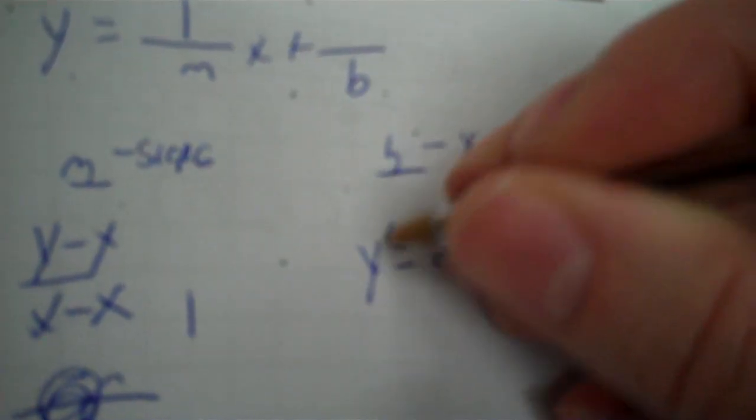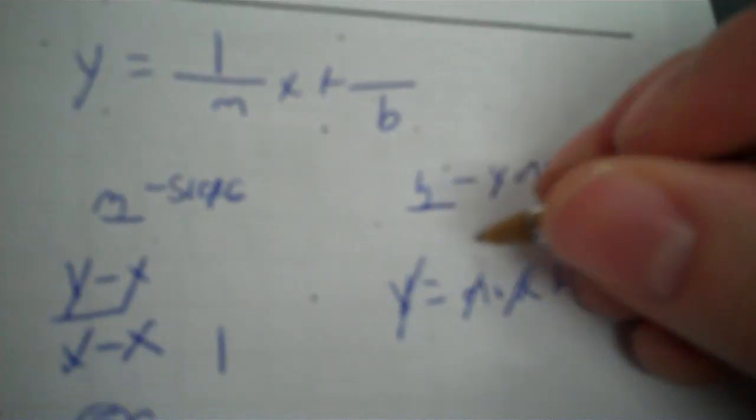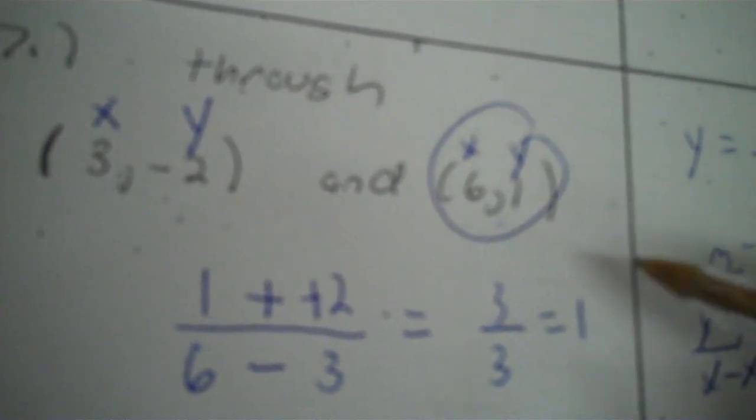Now we have to find the b that makes these coordinates work. So y equals m times x plus b. So my m value is 1. And then we can pick either of these because we know that when y is 1, x is 6, or when y is -2, x is 3.